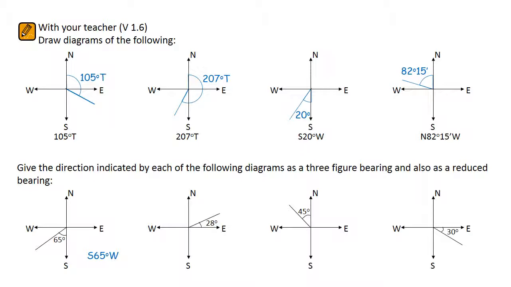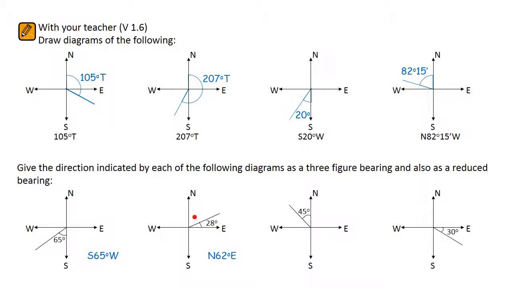Reduced bearings should always start with north or south and finish with east and west. So it's really a matter of finding this angle. That's the one that's important. We can work that out by taking 28 away from 90 degrees to give us 62 degrees. And the bearing could be written as north 62 degrees towards the east.